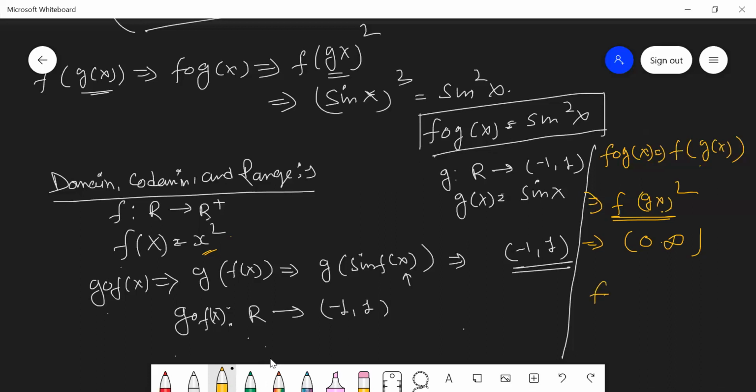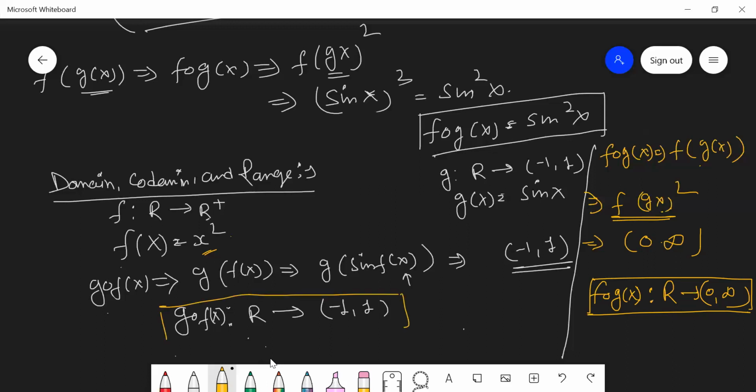So f∘g(x) we can define as real numbers to 0 to 1. This is the domain and range of f∘g, and the earlier one is the domain and range of g∘f. Tomorrow we will discuss some questions related to this composition of functions. Okay, thank you.